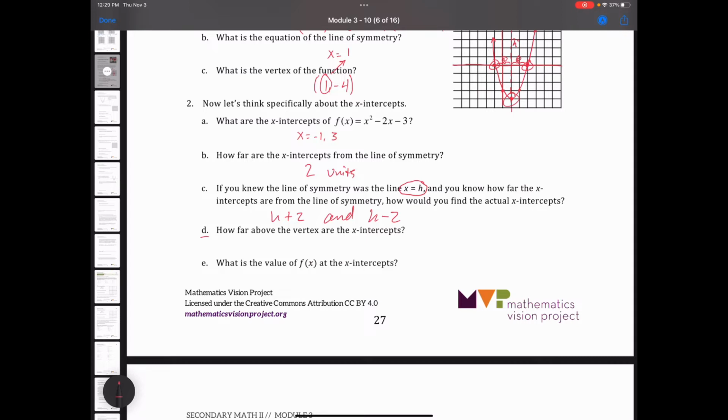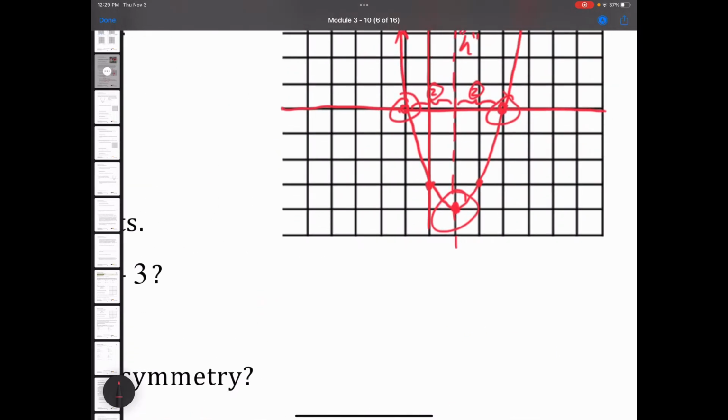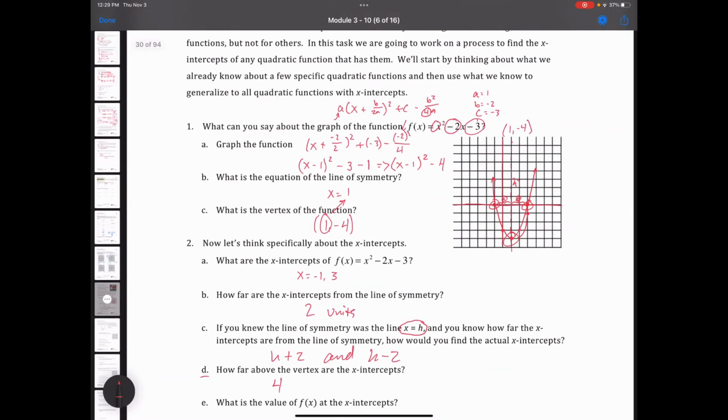Now it also asks us how far above the vertex are the x-intercepts. If we just count the vertical shift, not counting diagonal or horizontal shift at all, we could see that the x-intercepts are 4 above the vertex. Okay, just counting up there gives us 4.